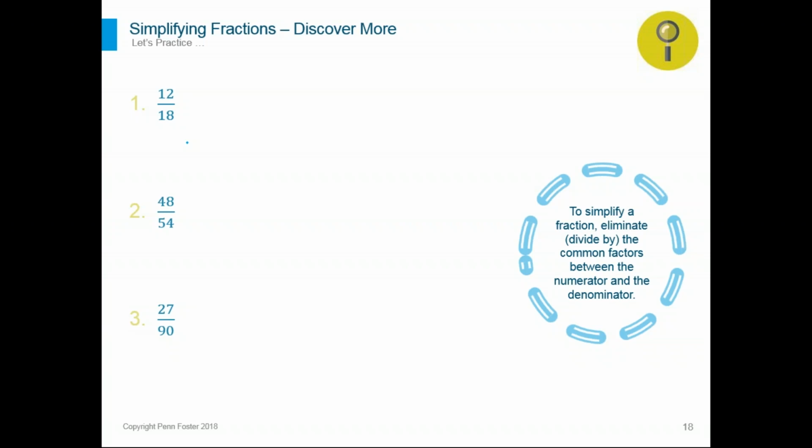How do we simplify a fraction? We simplify a fraction by dividing over the common factor between the top and the bottom numbers. So 12 has some factors. 18 has a bunch of factors. The common ones are the ones we can divide over, and that will give us the simplest form. Okay, let's make that more clear.